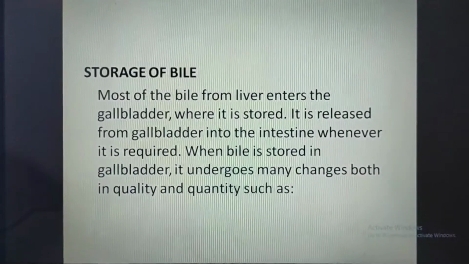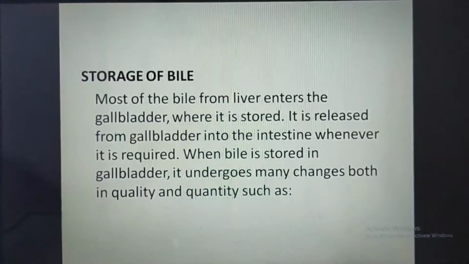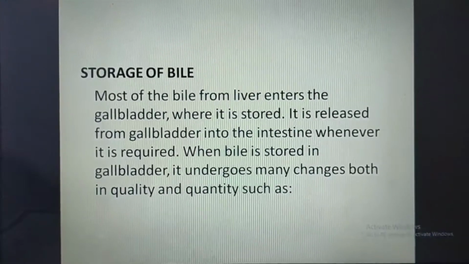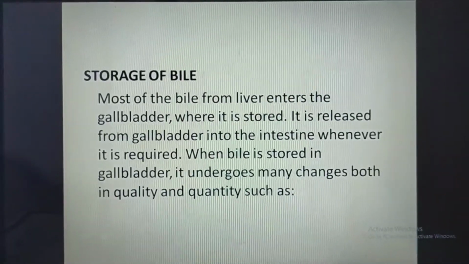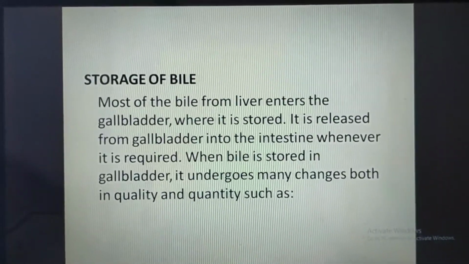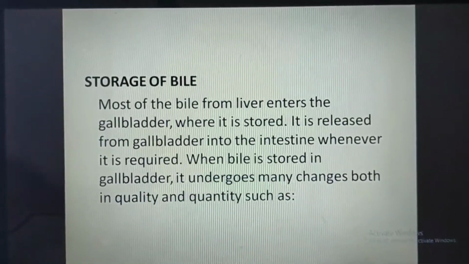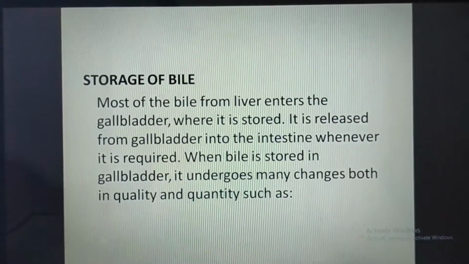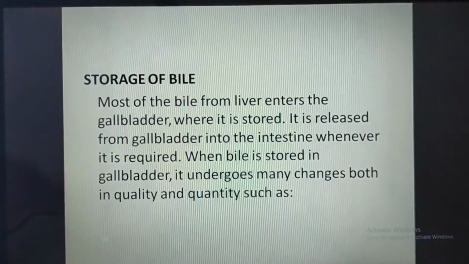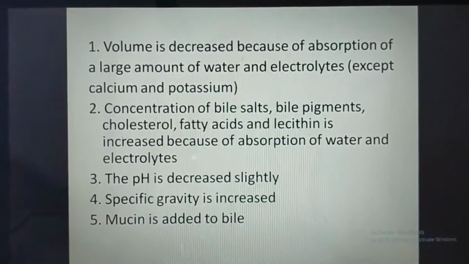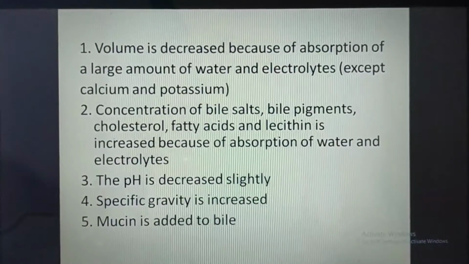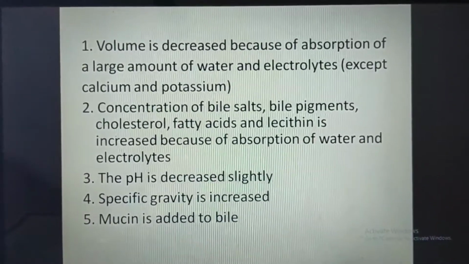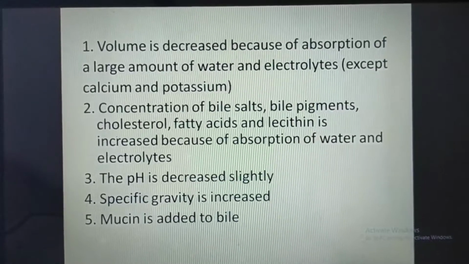Storage of bile. Most of the bile from the liver enters the gallbladder where it is stored. It is released from the gallbladder into the intestine whenever it is required. When bile is stored in the gallbladder, it undergoes many changes both in quantity and quality, such as the volume is increased because of the absorption of a large amount of water and electrolytes.